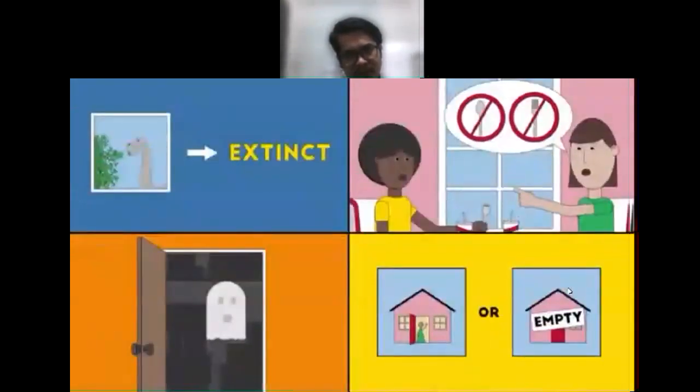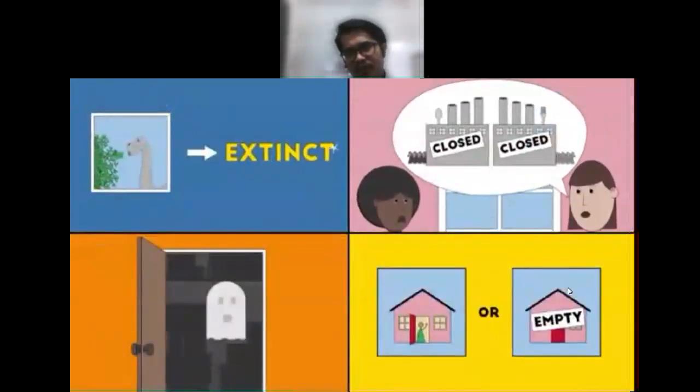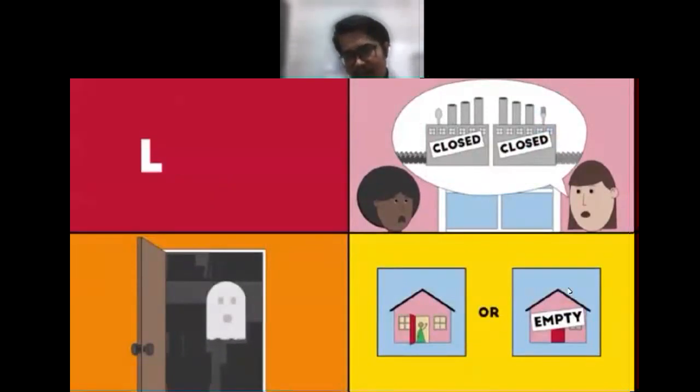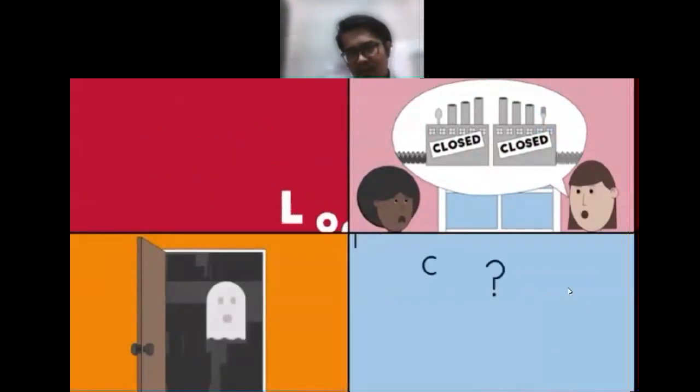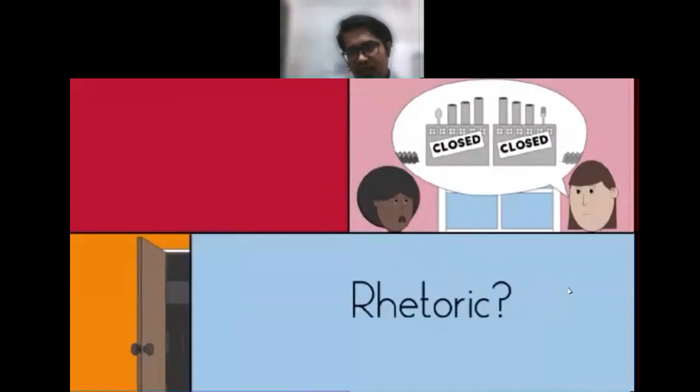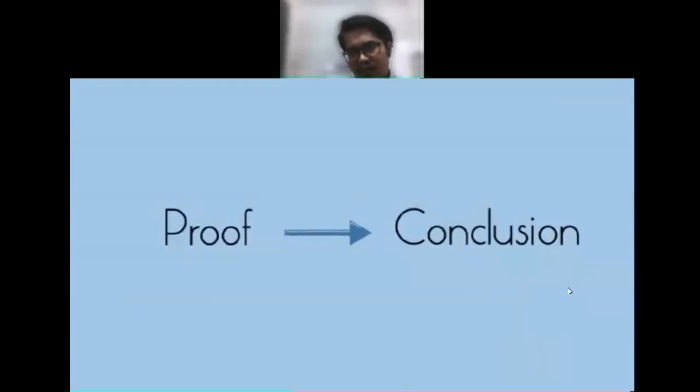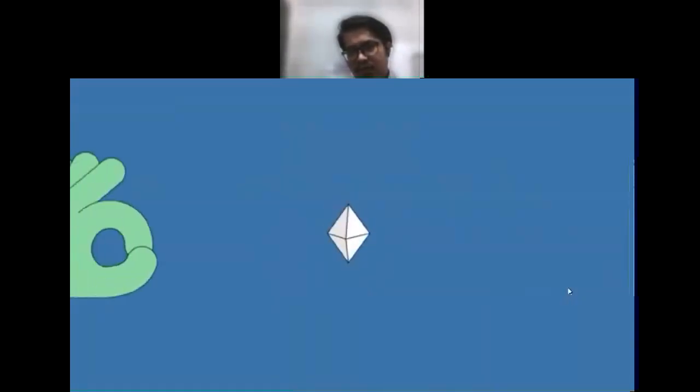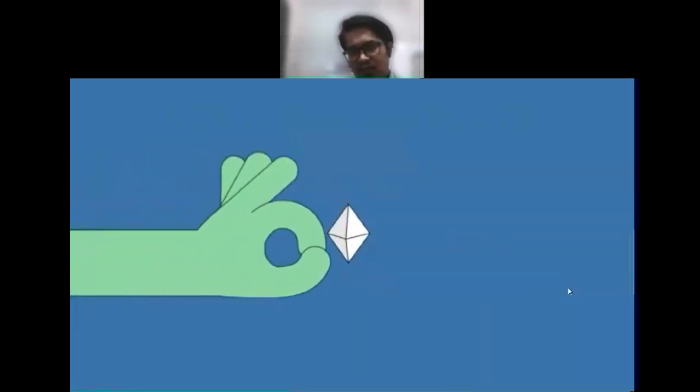Most logical fallacies can be spotted by thinking critically. Make sure to ask questions. Is logic at work here, or is it simply rhetoric? Does their proof actually lead to the conclusion they're proposing? By applying critical thinking, you'll be able to detect logical fallacies in the world around you and prevent yourself from using them as well.